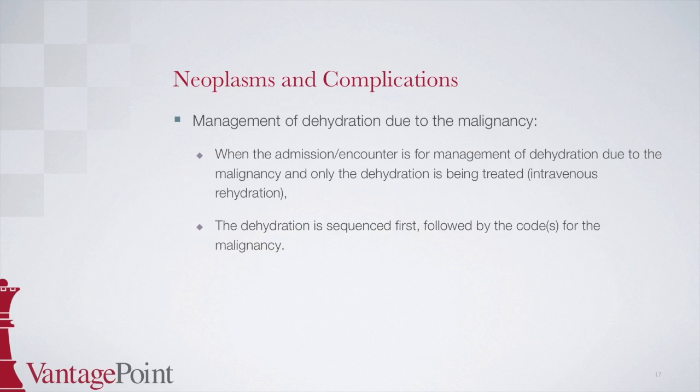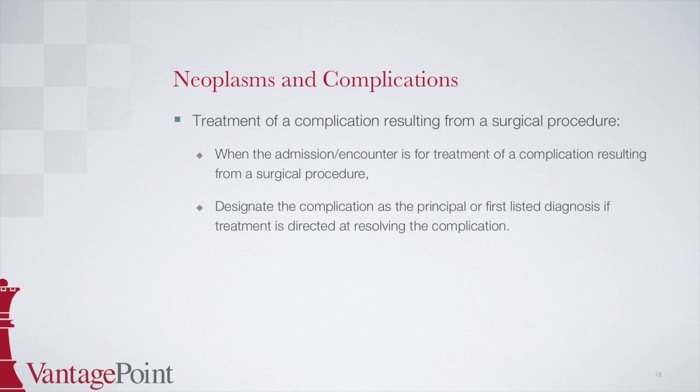If the reason for the encounter is dehydration due to the malignancy, you would code dehydration first, followed by the code or codes for the malignancy. When the patient comes in for treatment of a complication that arose after a surgical procedure, such as one to remove a malignancy, the complication code would be the principal diagnosis, followed by the malignancy.